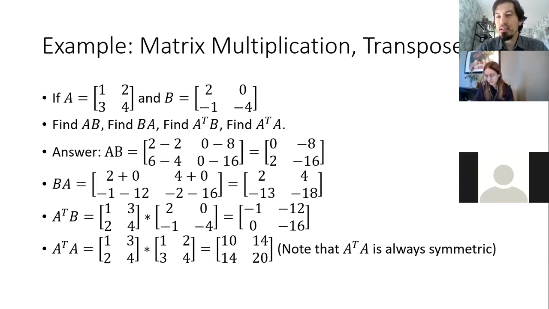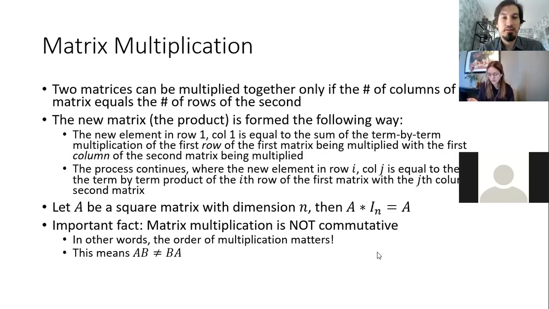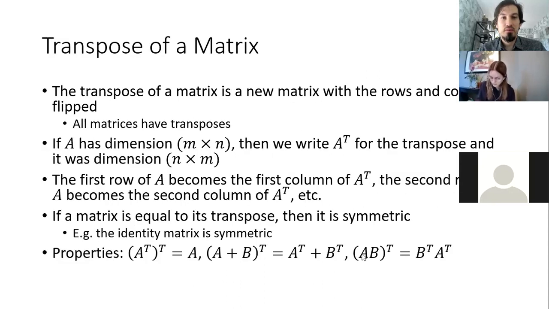You could easily convince yourself of that, because what does it mean to be symmetric? It means you're equal to your own transpose. So if you take the transpose of A transpose A, you would actually get A transpose A. Let me go back to, I think I wrote this right here. This final thing.